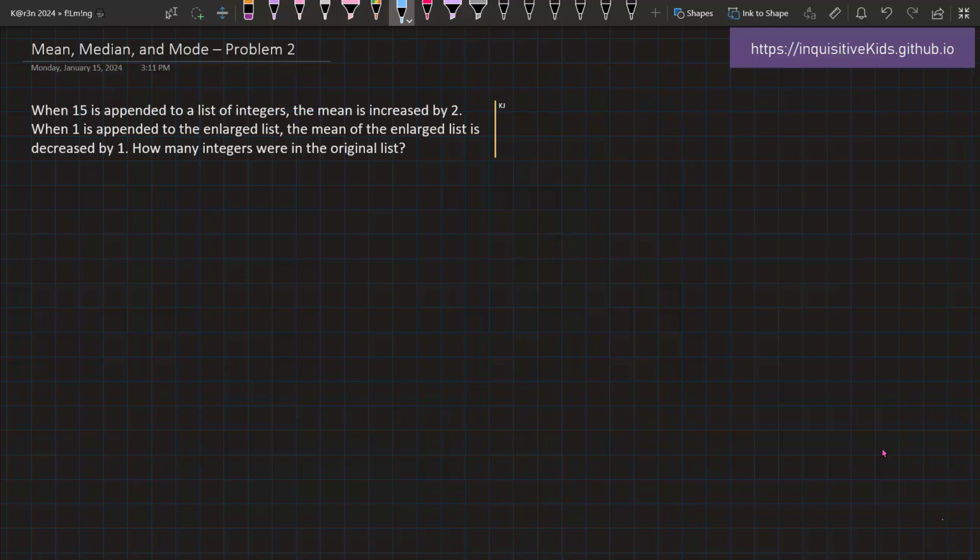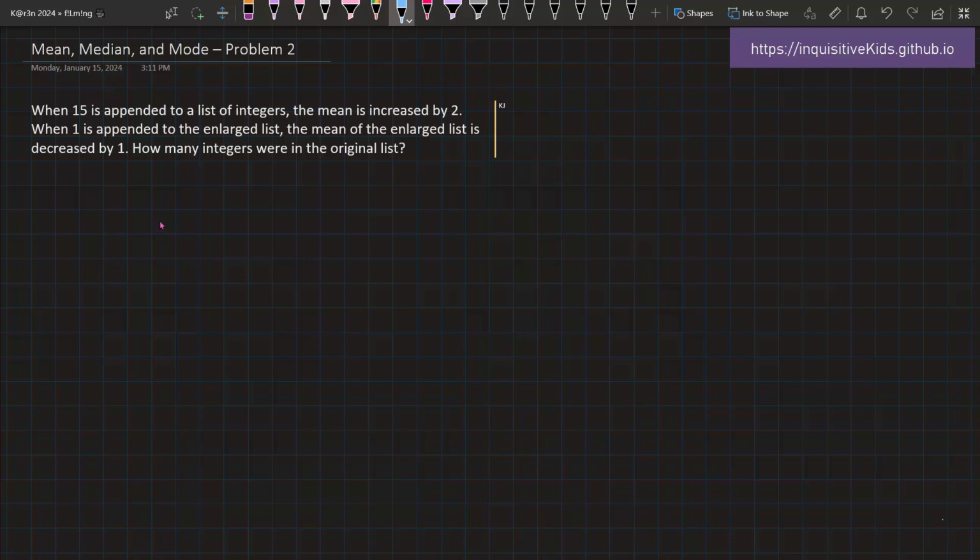When 15 is appended to a list of integers, the mean is increased by 2. When 1 is appended to the enlarged list, the mean of the enlarged list is decreased by 1. How many integers were in the original list?